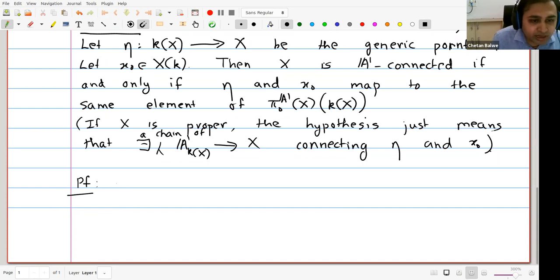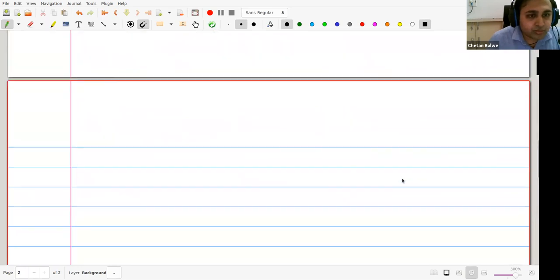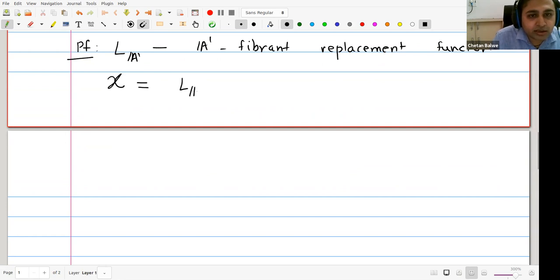Let me just set up a little notation. So L A1, this is the usual A1 fibrant replacement functor. I basically want to work with the A1 fibrant replacement of X. So I will write it as script X. So this is equal to L A1 of the variety X. So I hope this is not too confusing.